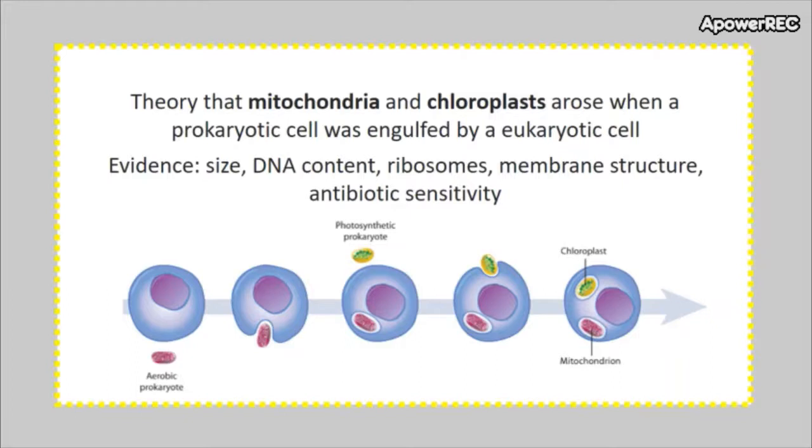There's a lot of evidence to back this up. The size, the DNA content, specifically what we call phylogenetics, which is composed of sequence similarities to determine relatedness. The ribosomes are similar, their membrane structures are similar, and because a lot of these structures like the ribosomes are similar, they also tend to have similar antibiotic sensitivities.